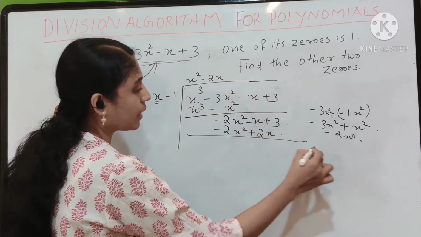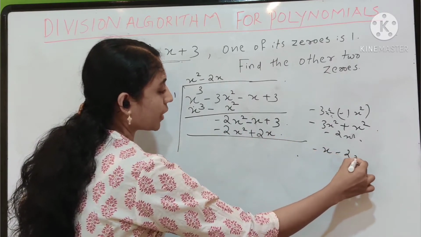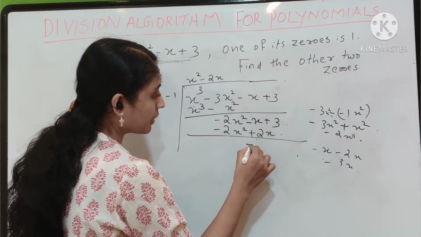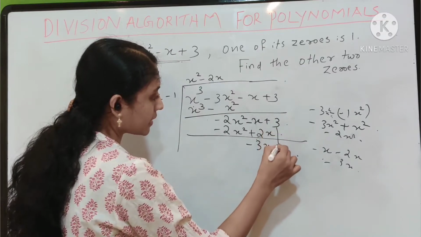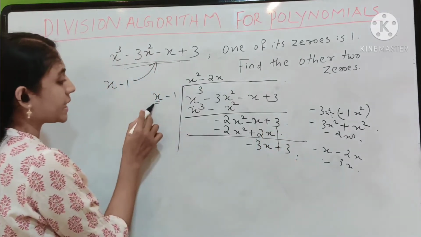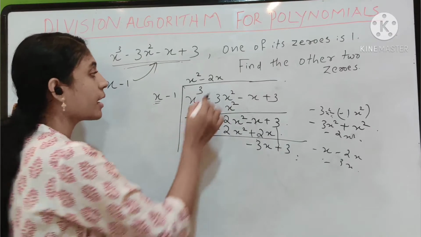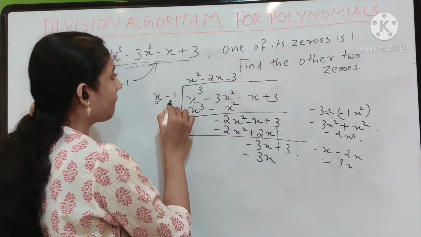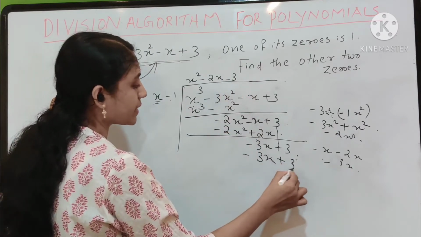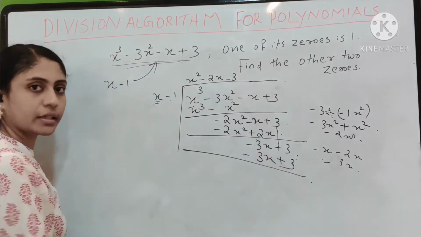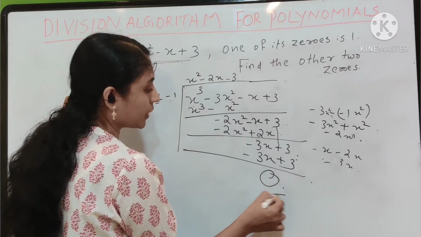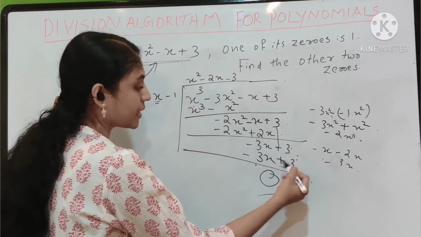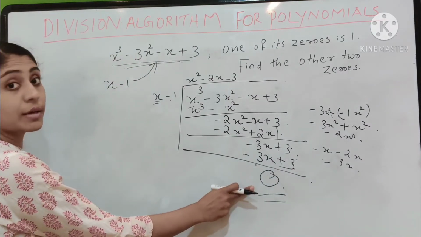And what about this one? Minus x minus 2x. What is the answer? Minus 3x. Then this term, plus 3. x into what is minus 3x? Minus 3 into x is minus 3x. Then minus 1 into minus 3 is plus 3. When we subtract, minus 3x minus of minus 3x is 0, and 3 minus 3 is 0. So the remainder becomes 0.